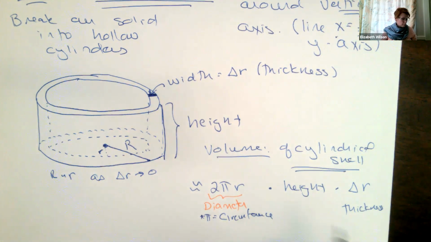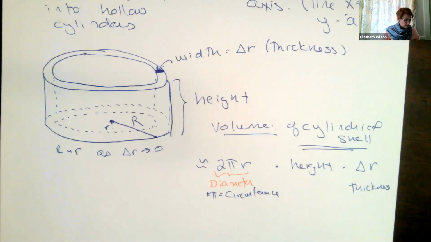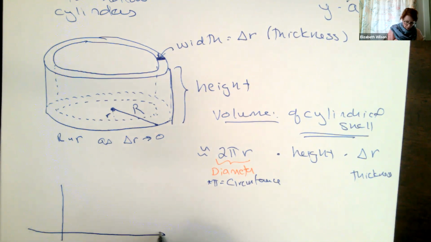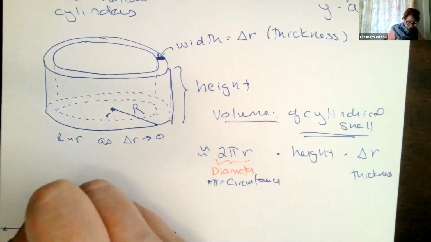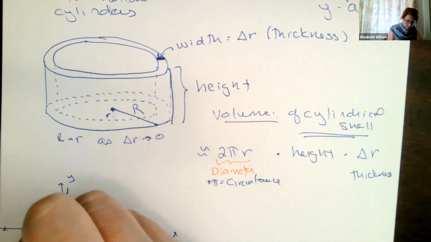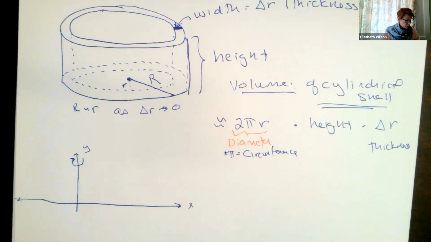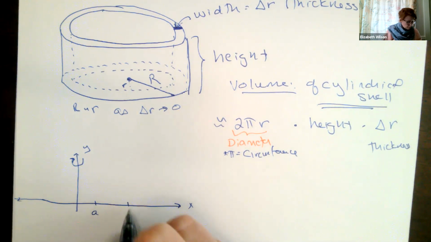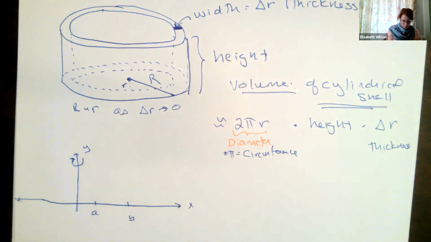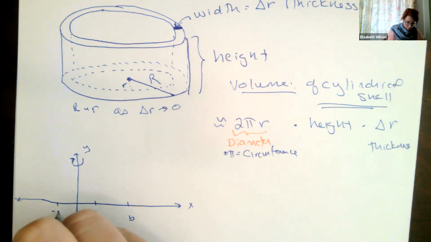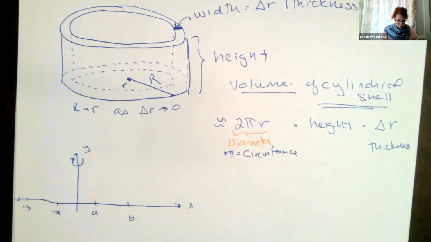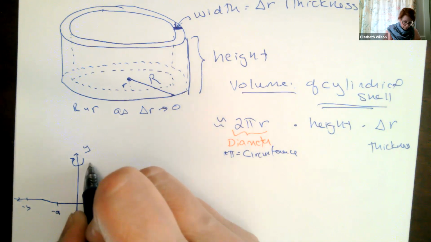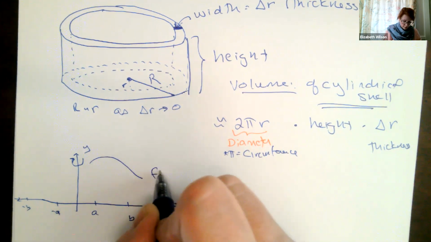So now let's draw this in our axes. Here's my x, here's my y. This is the thing that I'm going to be rotating around. You can imagine I've got A to B, and let's draw this out like a shadow: minus A, minus B. This is just for reference because we're going to integrate from A to B. But say I've got some function, so here's our f of x.